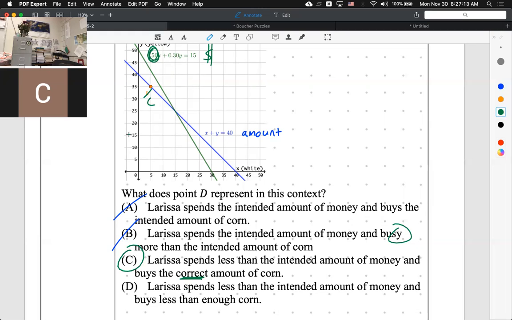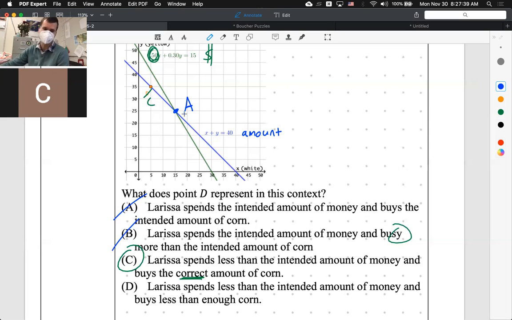If it's the intended amount of money, that has to be on the blue line. If it's the intended amount of corn, it has to be on the green line. If I'm on both lines, where am I? Ripley? The intersection of lines. The intersection of the lines. So let's draw a point up here that says A. This would be the point if A was the answer.